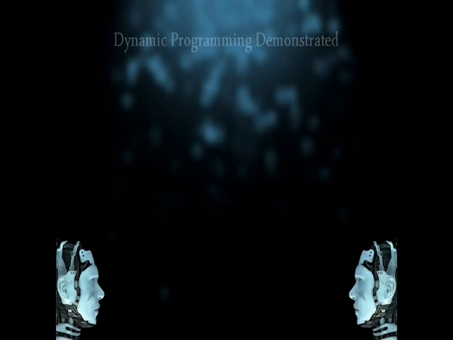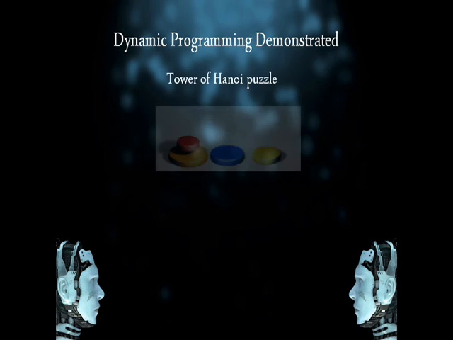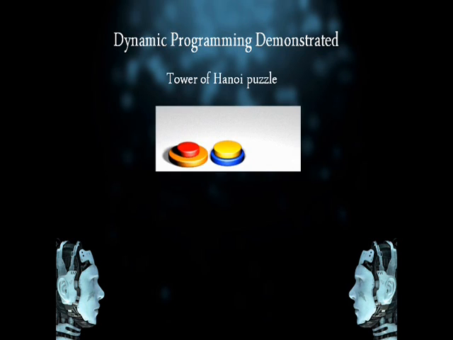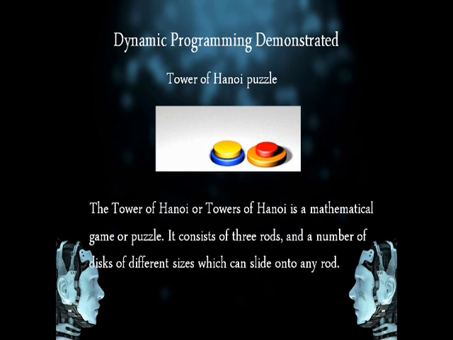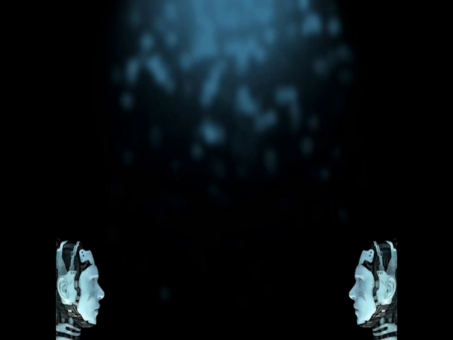This is a classic example of dynamic programming, where this approach is used to derive a solution for this puzzle. The Tower of Hanoi, or Towers of Hanoi, is a mathematical game or puzzle. It consists of 3 rods and a number of disks of different sizes which can slide onto any rod.